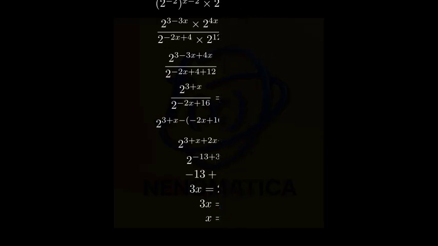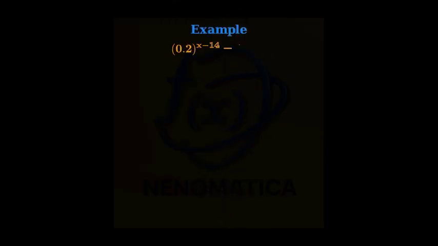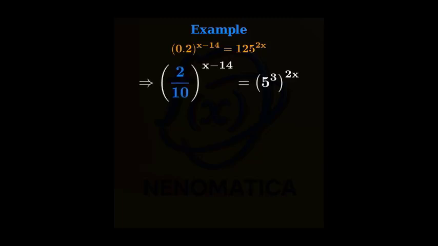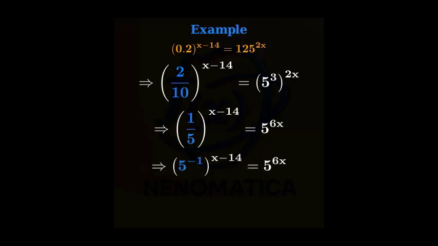Let's solve an exponential equation. First, let's rewrite 0.2 as a fraction. 0.2 equals 2 divided by 10. Now, we can simplify the fraction 2/10 to 1/5 by dividing both numerator and denominator by 2. 1/5 can be written as 5 to the power of negative 1.